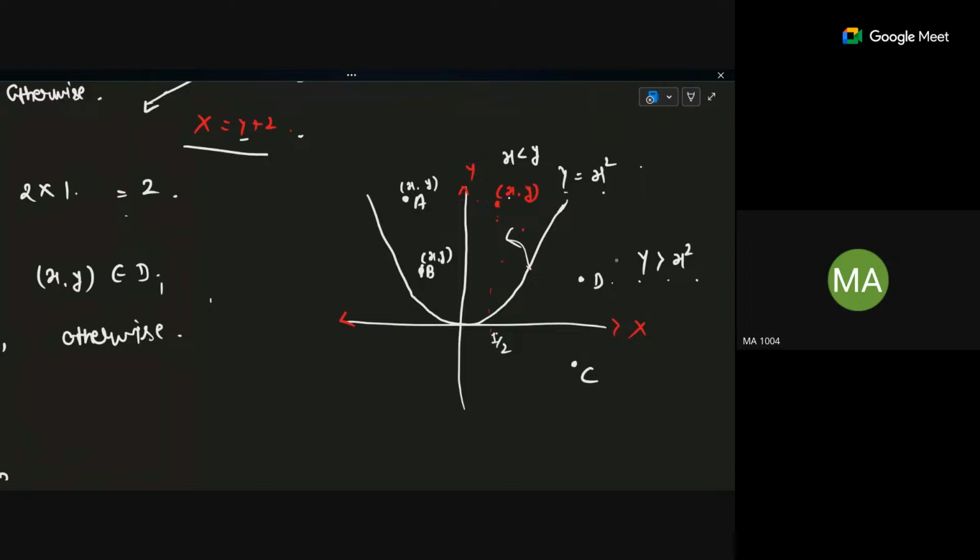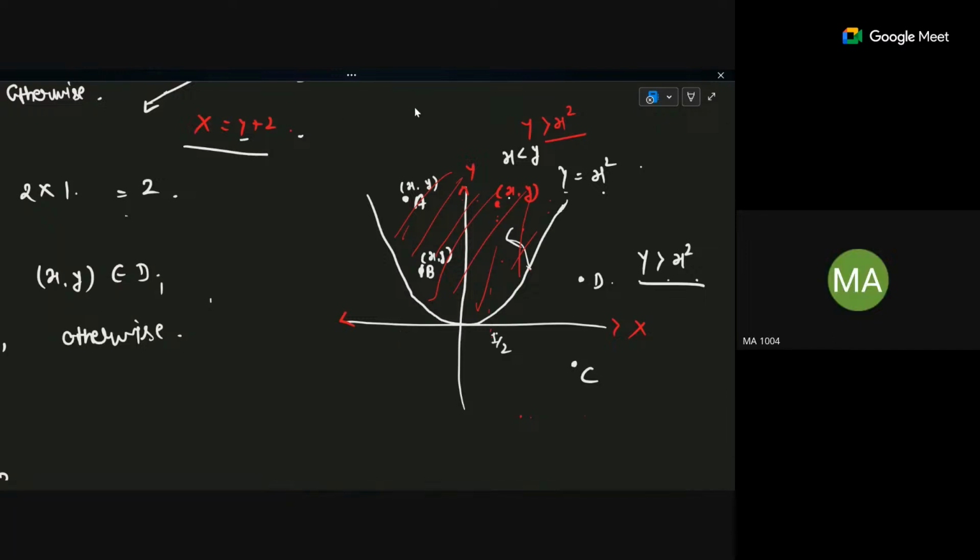So my question was, if I want y greater than x square, which one will be your region? Above that curve. There is one thing: above the curve and below the curve, the nature will be same if your curve is either convex or concave. So this red colored part is y greater than x square, right? What about this part below this curve? Less than or equal to.